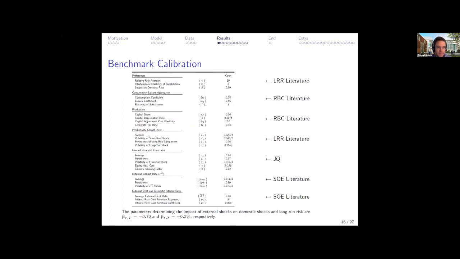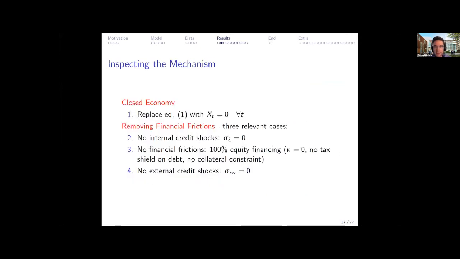All right, so our calibration is done in the spirit of the past literature, as well as our novel empirical data and results. And in order to understand the mechanisms and dynamics of the model, we're going to do a few experiments. So the first one is we close the economy. And as discussed earlier, this can be done simply by replacing one model equation. And we also are going to examine the impact of removing financial frictions, which we can do in a few different ways.